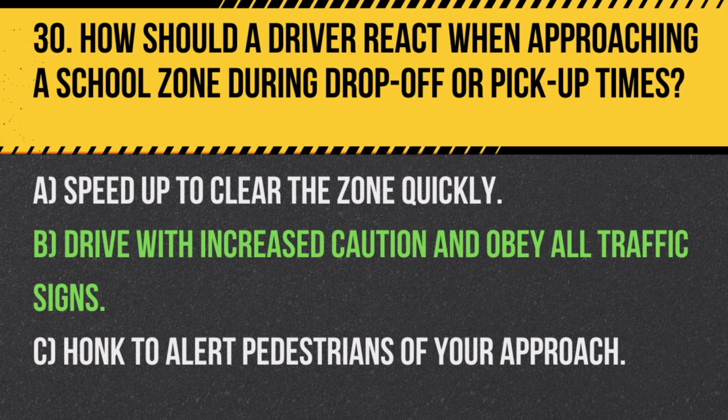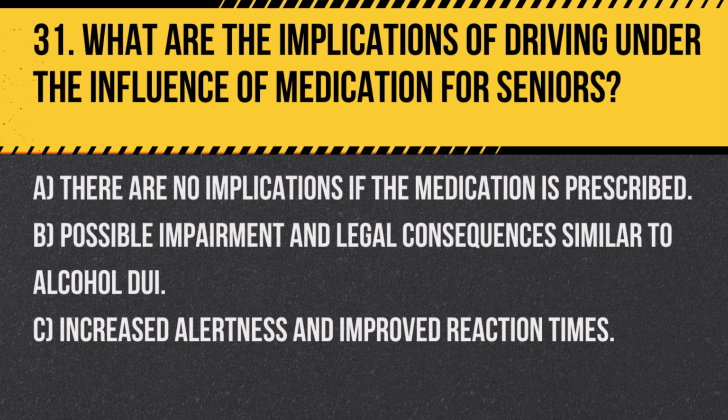During school drop-off and pickup times, drivers should be particularly vigilant for children and follow all traffic rules. Question 31. What are the implications of driving under the influence of medication for seniors? A. There are no implications if the medication is prescribed. B. Possible impairment and legal consequences similar to alcohol DUI. C. Increased alertness and improved reaction times.